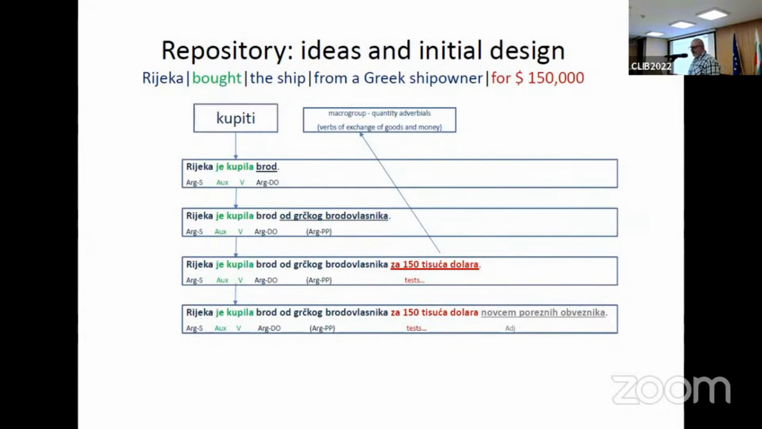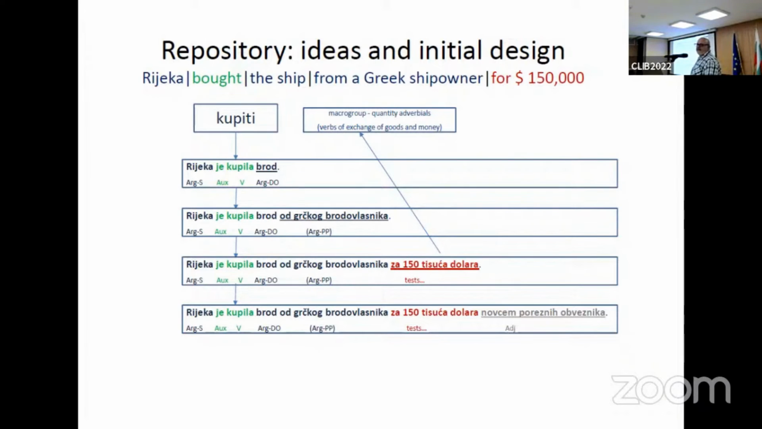Of course, the sentence and the example could be a more complex one. Let's say we take this example. Rijeka bought the ship from a big ship owner for $150,000. So from theory, we know that buy and sell are trivalent verbs. Semantically, we have one who buys, one who sells, and of course the product. So Rijeka je kupila brod od grčkog brodovlasnika. Rijeka is a subject argument, je kupila is a verb, and brod is a direct object, what is bought, and from the Greek ship owner is the one that sells, which is a PP argument.